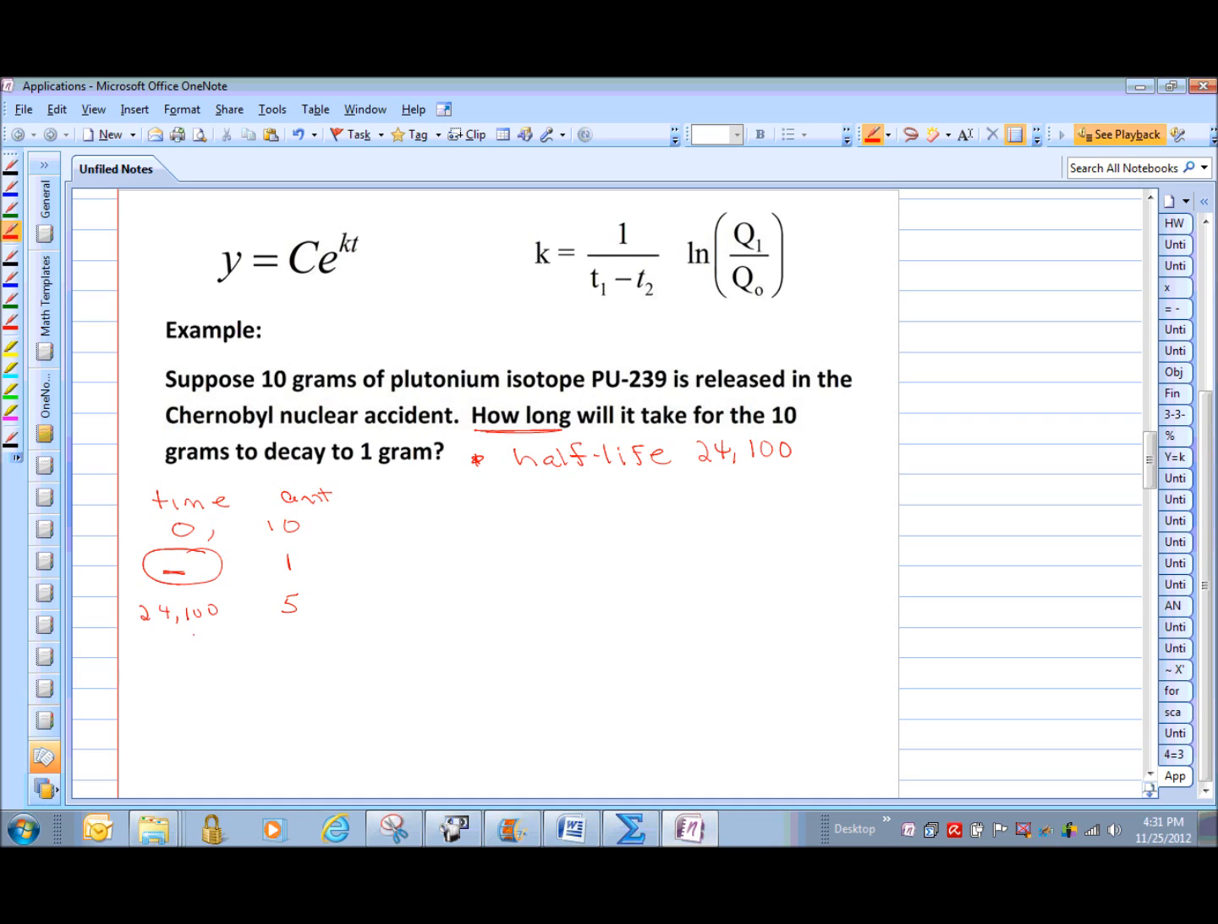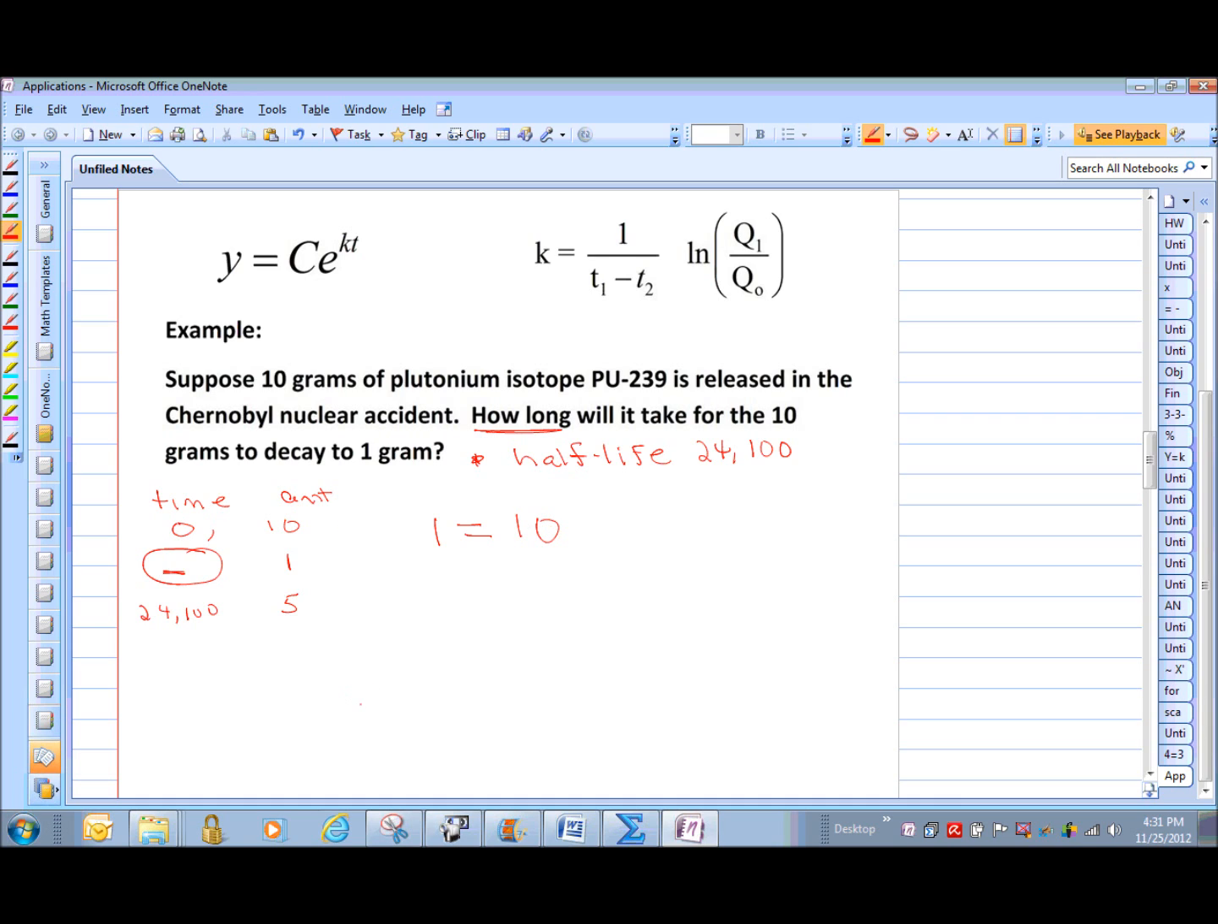So this is what we'll be looking for, but the other two pieces of information is what we have. So we can use what we have to find the time to reach 1 gram. It's probably going to be quite a number of years since 24,000 is the half-life, and we want to get down to 1 gram. All right, so let's take a look at this. We know that our amount that we want to reach is 1. We know that our initial amount was 10.